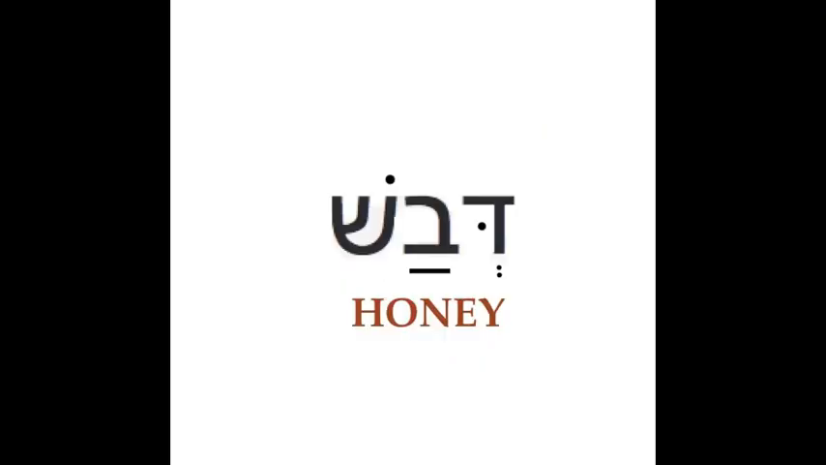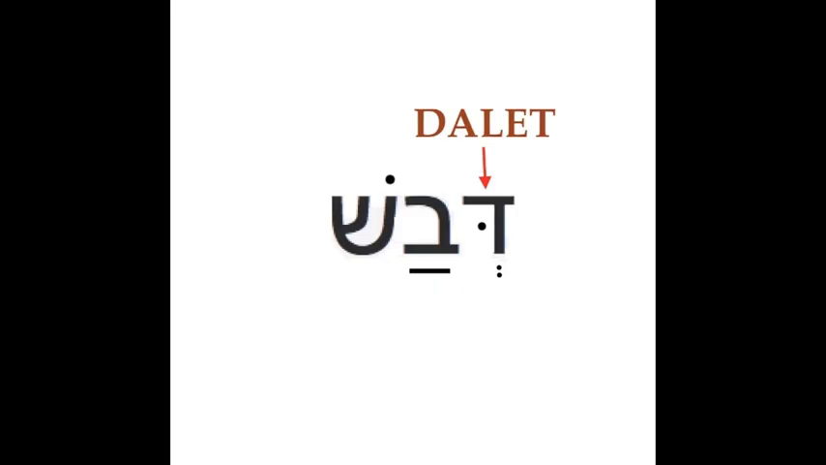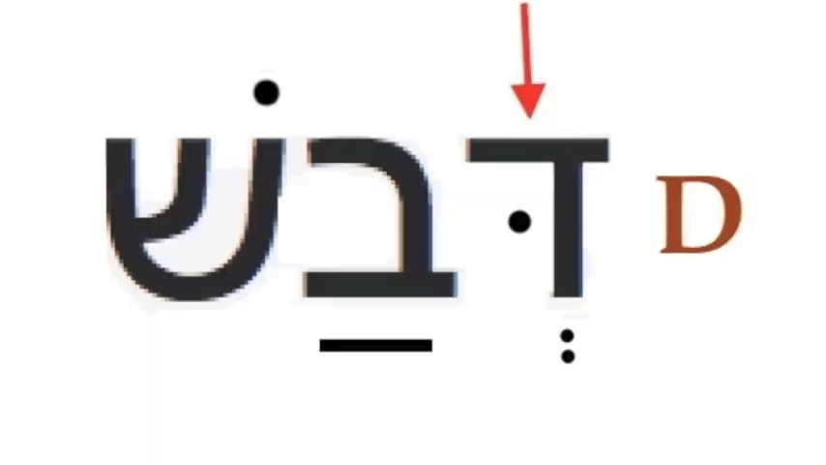Now let's look at another word that has the letter Dalet in it, today's letter. We haven't had one of the letters, but I'll give it to you. This is the Hebrew word for honey. Now remember, we sound out the word from right to left, opposite English. The first letter is the new letter, the Dalet, with the D sound as in dog.